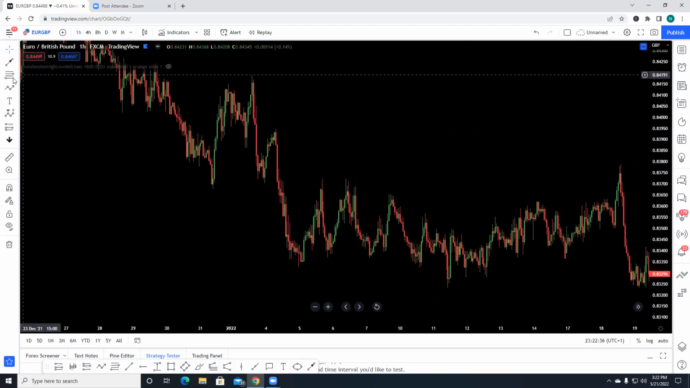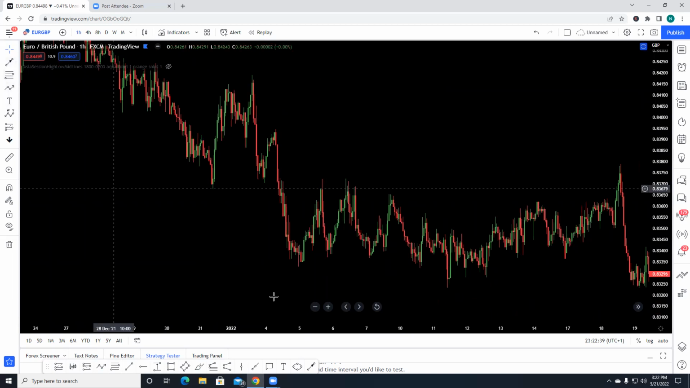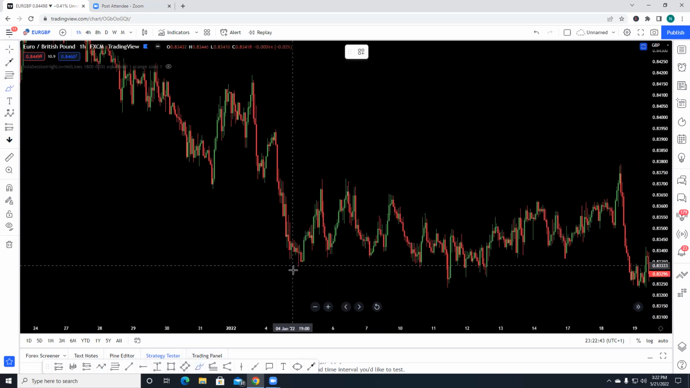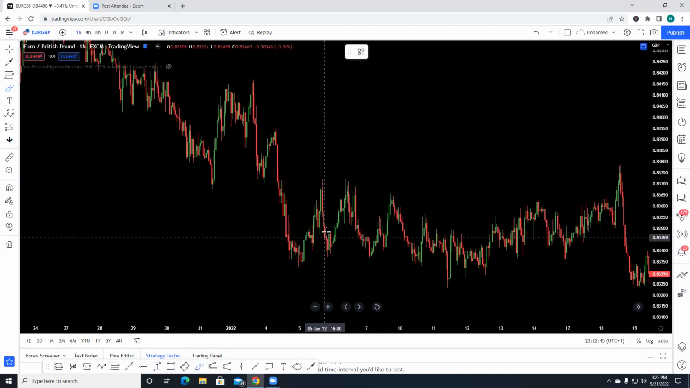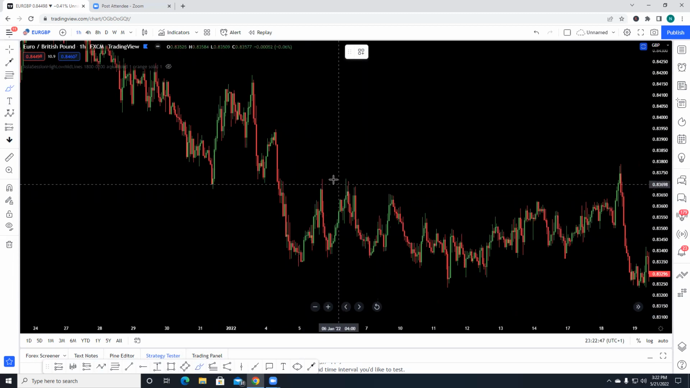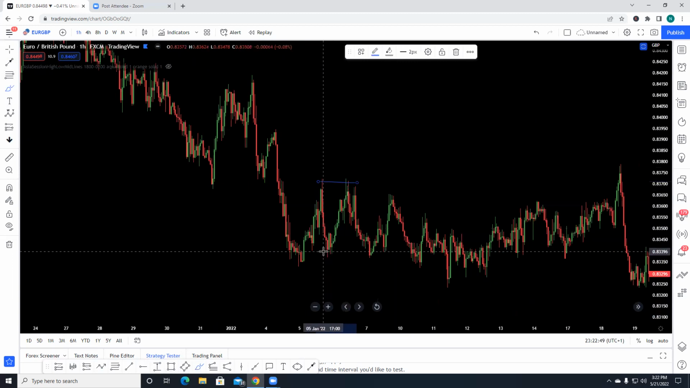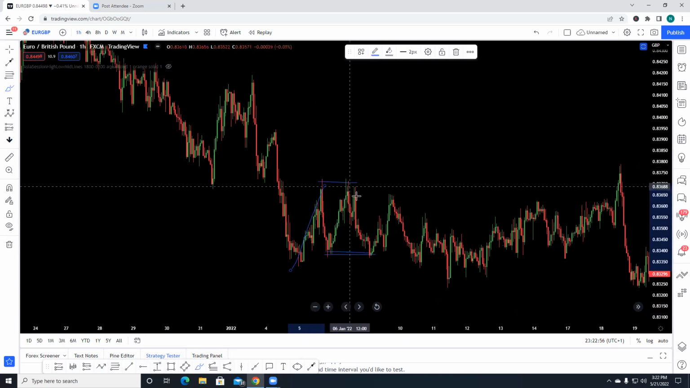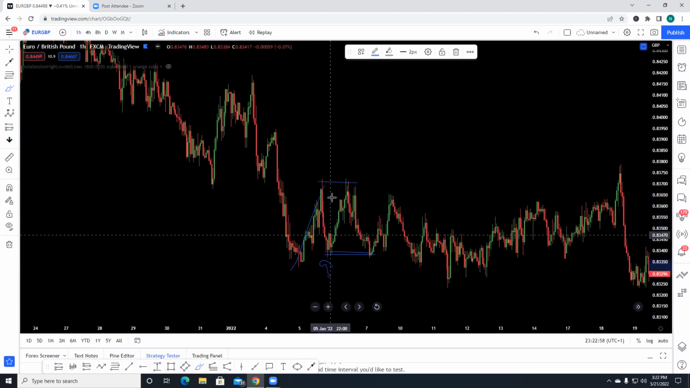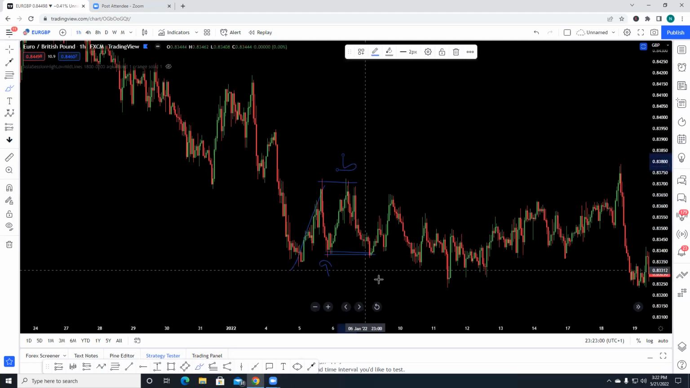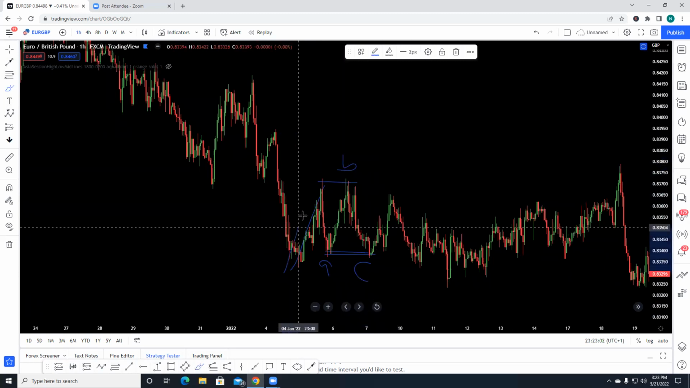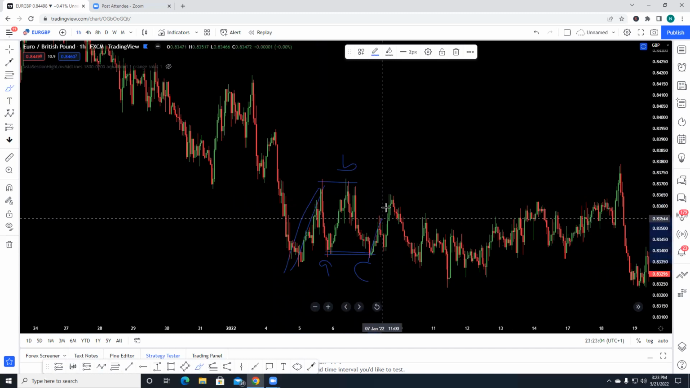Remember, we talked about the flat corrective structure the other time. It's very simple. You have an impulse here. Complex structure: always notice that you have a flat in the middle here. So you have an impulse, you have a flat correction, which this is A, this is B, this is C. Then this move that comes here, you must have it here.